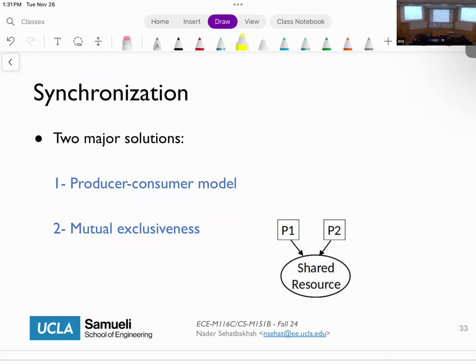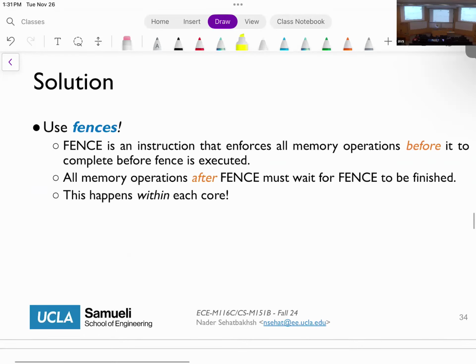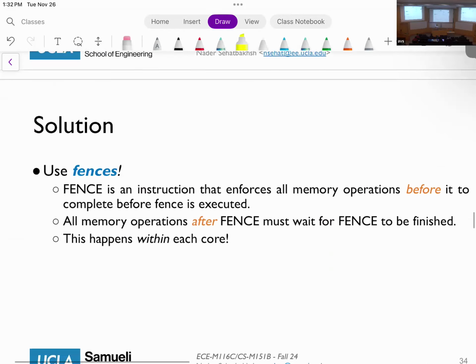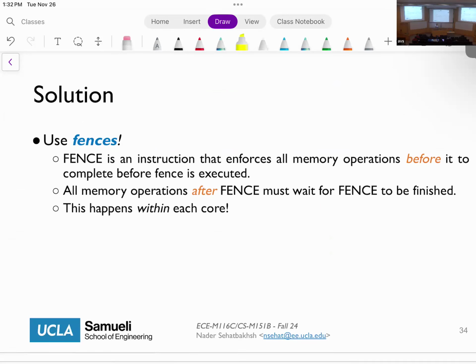This is what we usually refer to as mutexes or locks that you probably know what they are. Okay? So let's talk about them. Let's talk about this first one. How do we maintain this kind of order? We maintain the order using what we call a fence. So the fence is basically an instruction, actually.